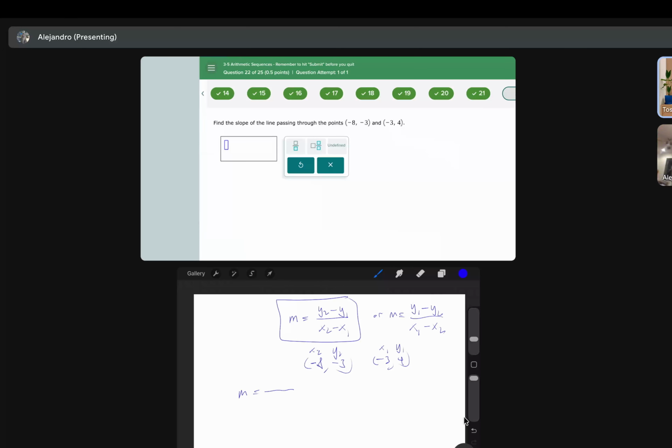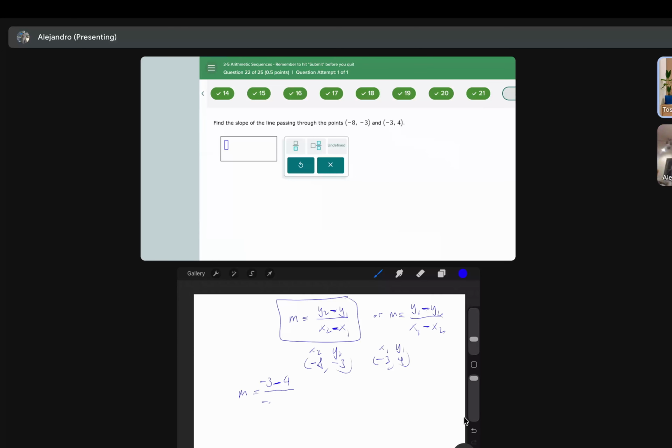So here we go. I'm going to do y sub 2, which is negative 3, minus. Now the minus is mandatory, okay? It's part of the formula. So I'll even boldface that. There you go. So negative 3 for y2 minus 4, right there.